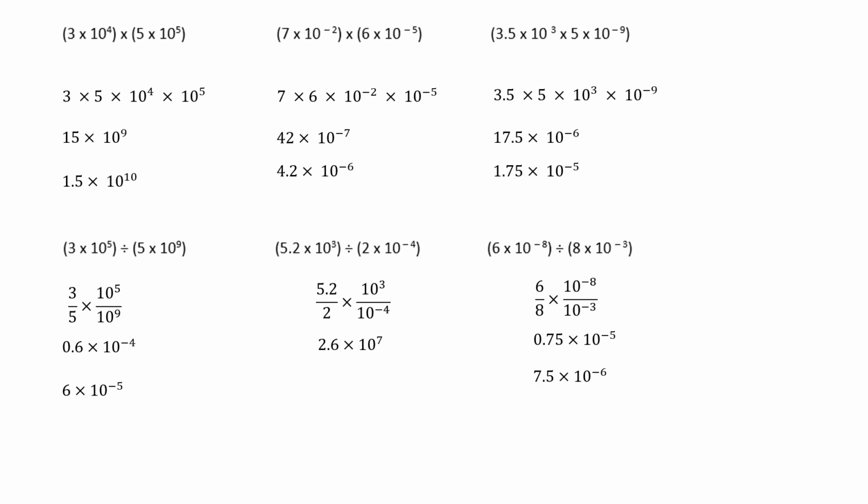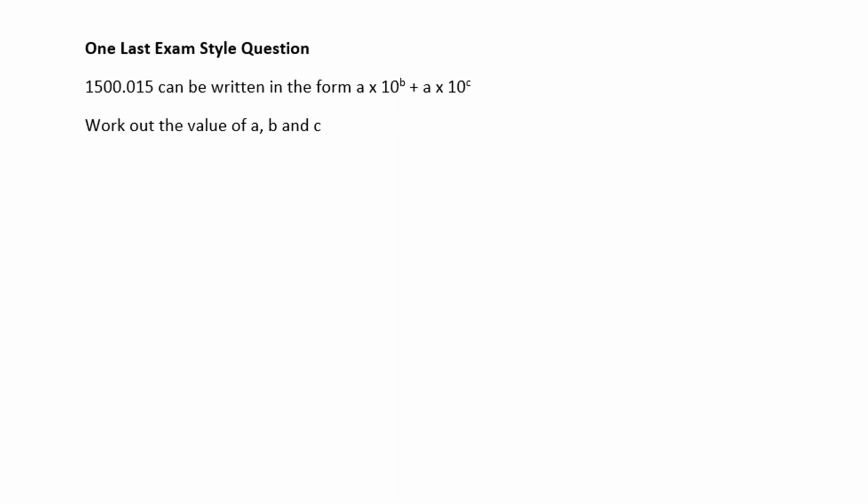And then there's one last type of question that they seem to like to ask on the GCSE recently, which is a question with a setup like this. We've got a large number and we need to split it into two standard form numbers. The thing to really be aware of here is that they both start with A, which means we need to split this number into two things that start with the same digits, and it feels obvious to me that that would be 1500 and 0.015.